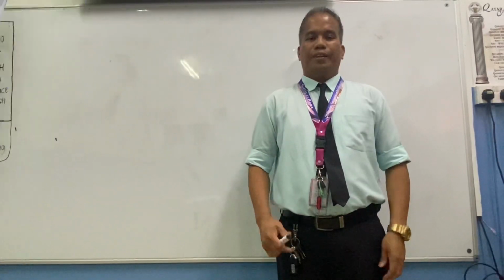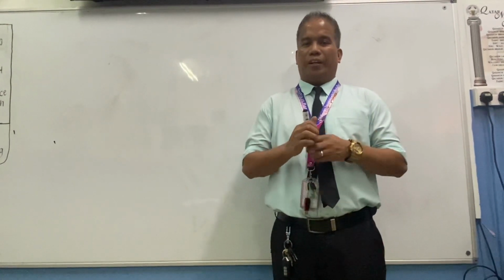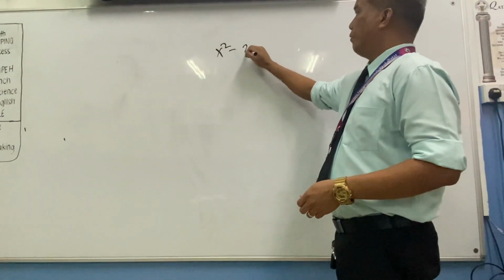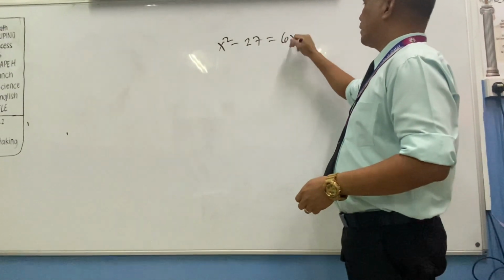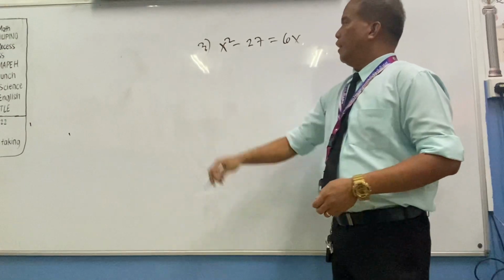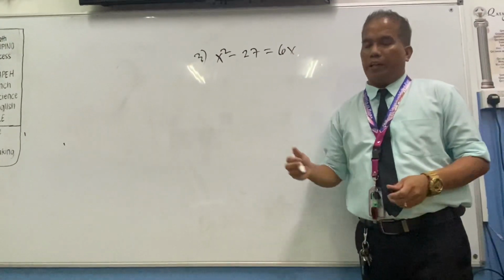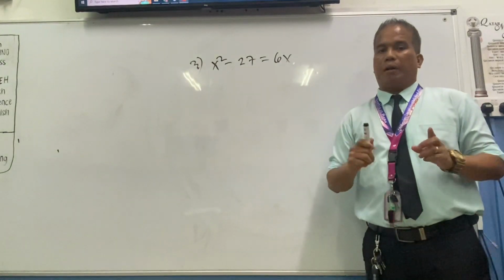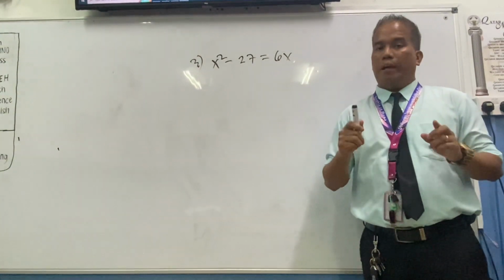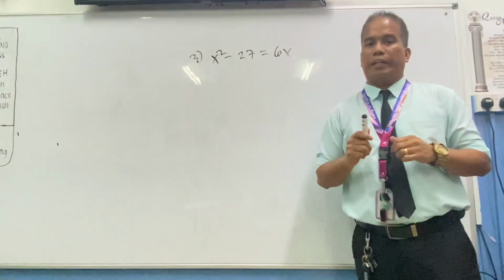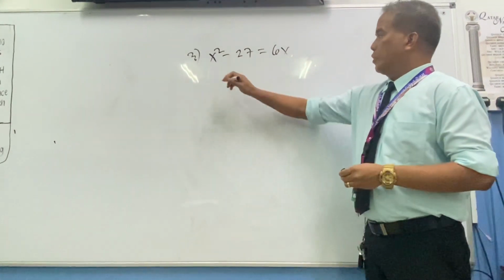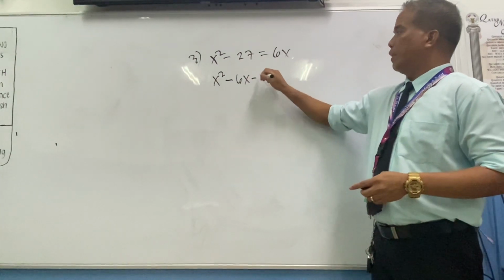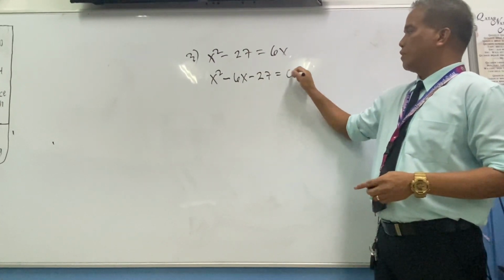Go. Question number 3. So let's have this example. x squared minus 27 equals 6x. Okay, look at the given quadratic equation. You will notice that the quadratic equation is not properly arranged. So all we have to do is write it in standard form. So we have now x squared minus 6x minus 27 equals 0.